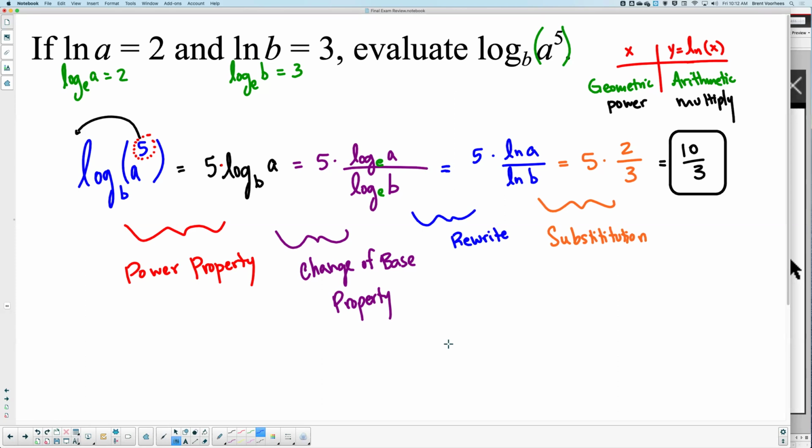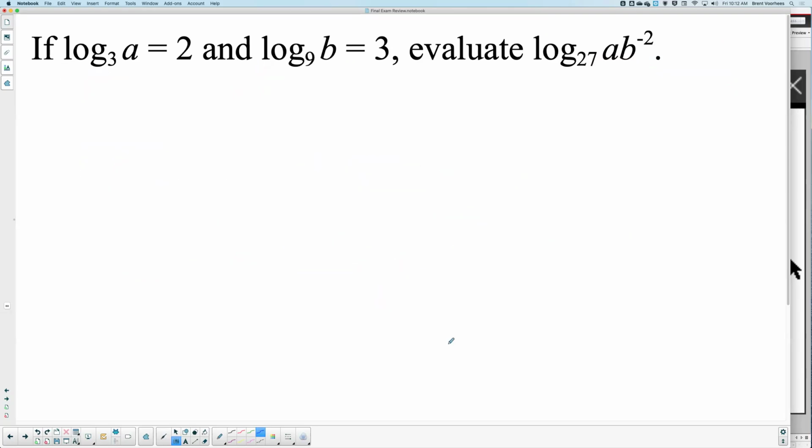Okay. I think I have another one of these so you can see this again to figure out what's happening. If log base 3 of a is 2 and log base 9 of b is 3, evaluate log base 27 of ab to the negative 2. Oh my goodness, what's going on this time?